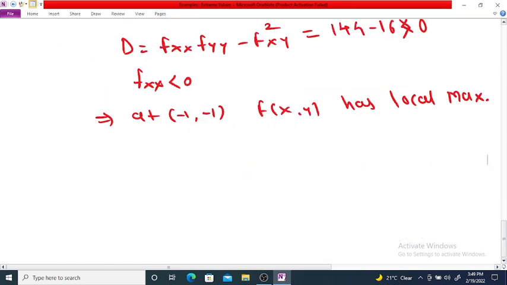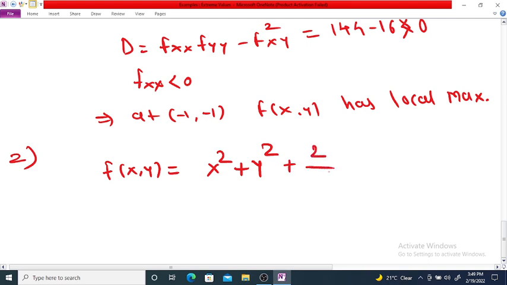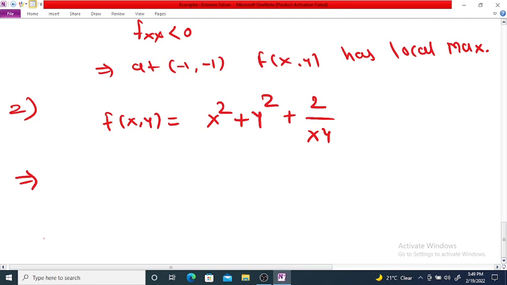Next, example number 2. Find maximum and minimum value and saddle point. Same question: find local maximum, local minimum and saddle point for the function f(x,y) = x² + y² + 2/(xy).